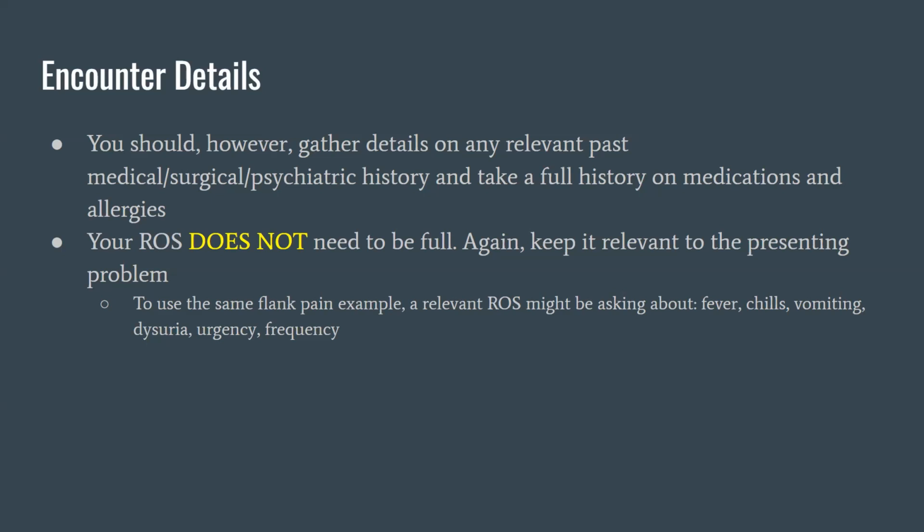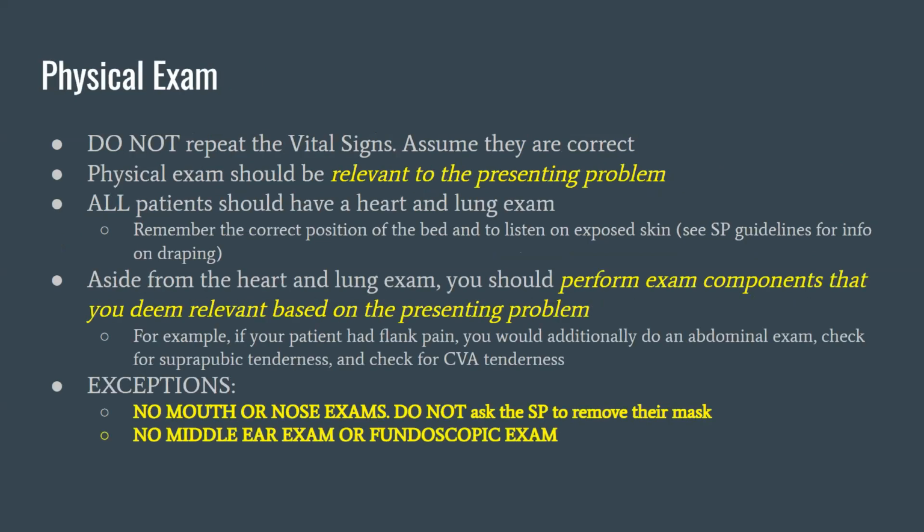So to use my same flank pain example, a relevant ROS here, thinking about what the differential might be, which could be, for example, pyelonephritis, a kidney stone, a UTI, or some sort of mass potentially, you might ask about fever, chills, vomiting. I don't have this on here, but weight changes, dysuria, urgency, frequency. And that would be a pretty relevant review of systems for this case. So as you can see, you're going to be moving fairly quickly through the history, but making sure that you do hit all those relevant points as I just discussed.